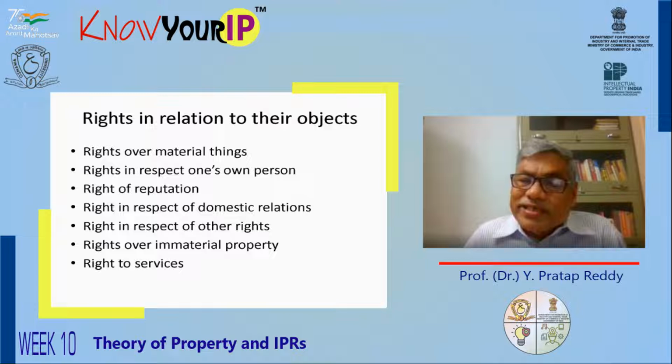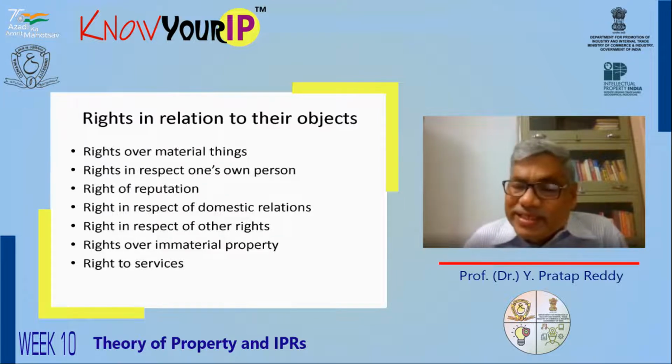Then rights in respect of one's own person, like life, liberty, health, privacy, etc. Then the right of reputation. Reputation is the subject matter. Right in respect of domestic relations, like conjugal rights, the rights of parents over their children. So love and affection may be the subject matter of those rights. Right in respect of other rights. Sometimes another right may become the subject matter.